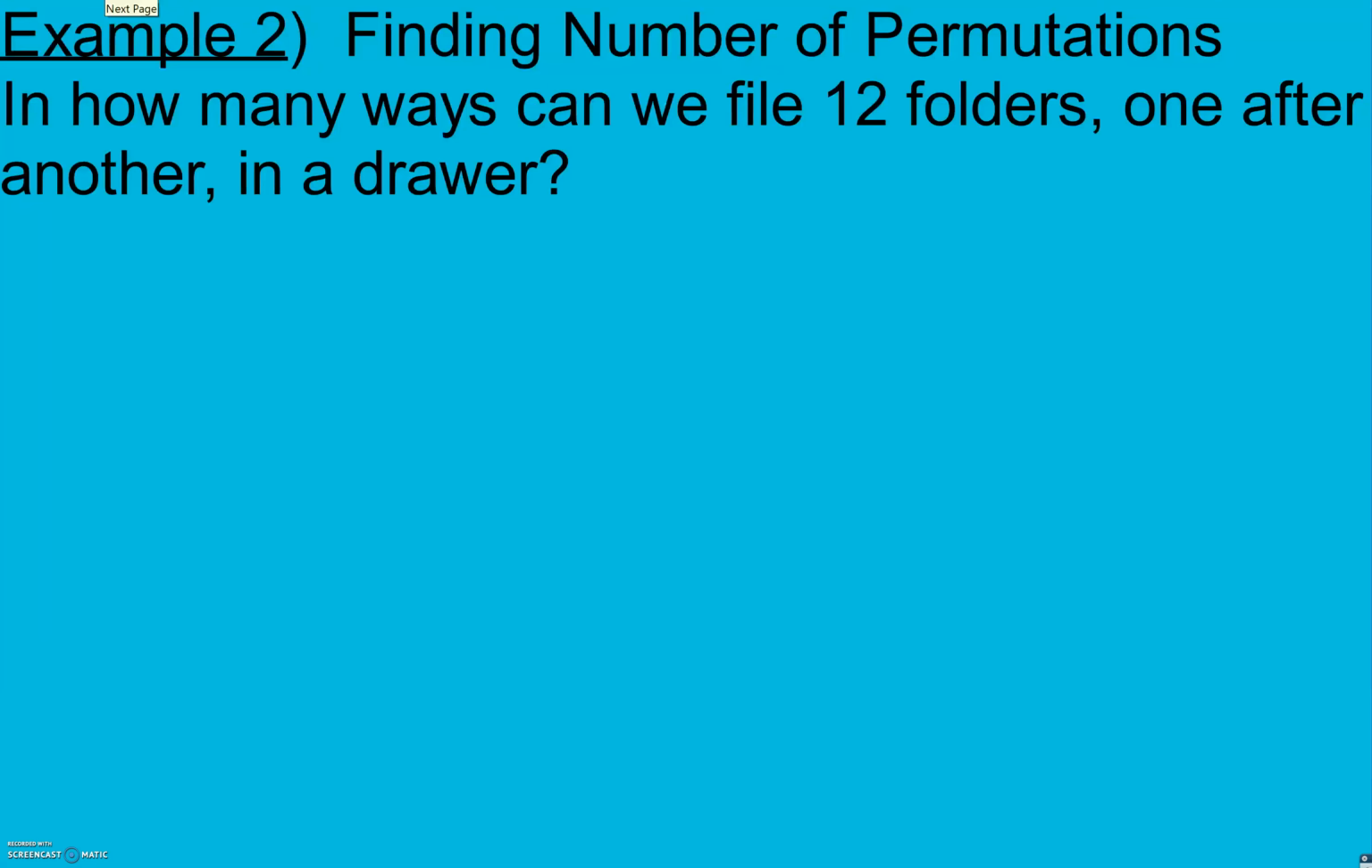How many ways can we file 12 folders, one after another, in a drawer? This is a permutation because the order matters here. It doesn't particularly matter which order we put them in, but once we put a file in, we can't use that one again. So here, it's going to be 12 times 11 times 10, okay, are options that are left. 12 factorial. So rather than taking 12 times 11 times 10 times 9 times 8 times 7 on your calculator, what we can do is we can use the factorial button.